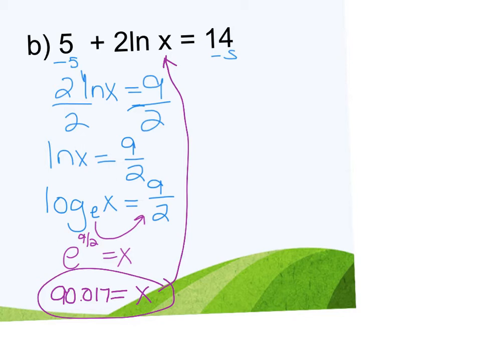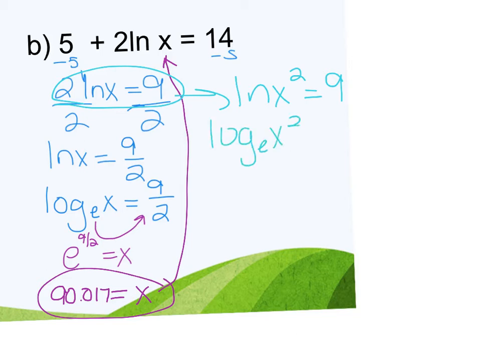How about using the properties from here? What happens to that 2 if I were to condense this? It becomes the exponent. So this would be ln of x squared equals 9. You with me so far? That's another way of doing this. So then this becomes log base e of x squared equals 9. E to the 9th would equal x squared.